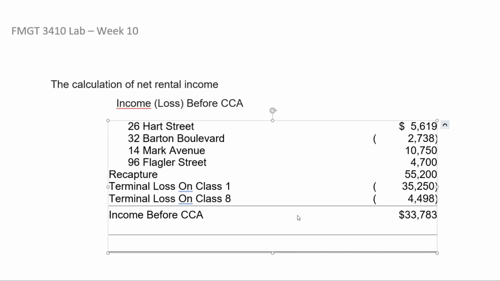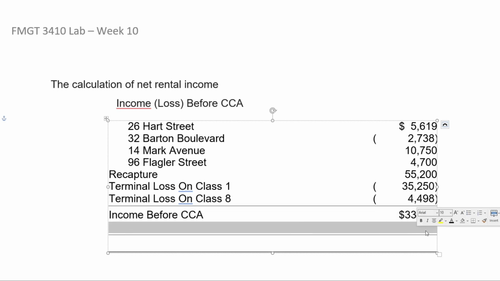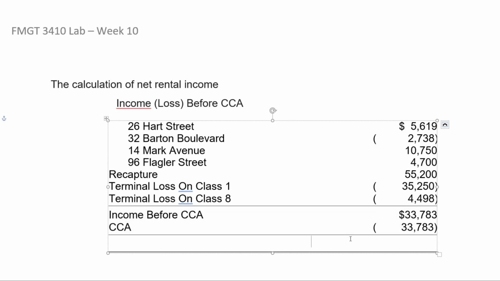And if we go back and think of those key provisions we talked about earlier on, you'll recall that we cannot take capital cost allowance to create a net rental loss. So the most CCA that can be taken for this taxpayer is $33,783. So they cannot create a net rental loss, but they can create net rental income of 0.